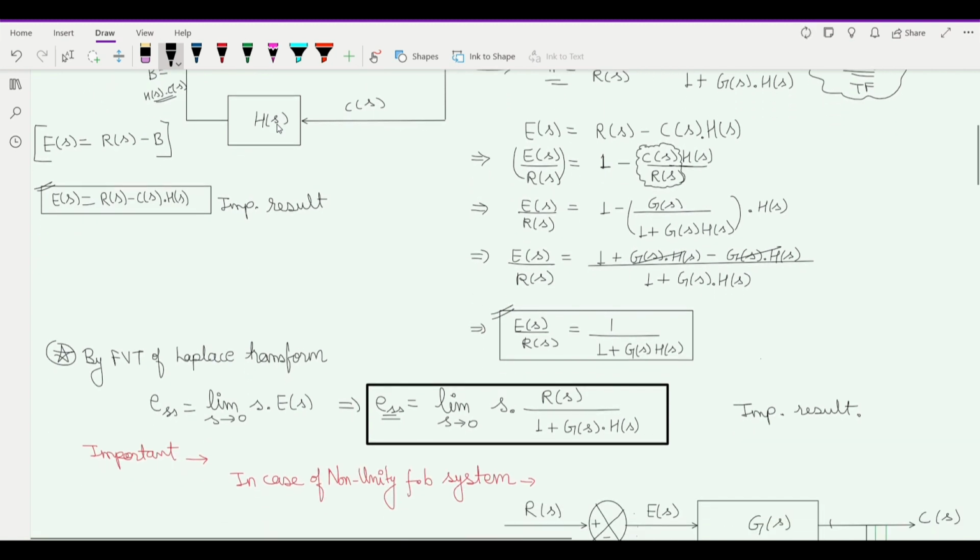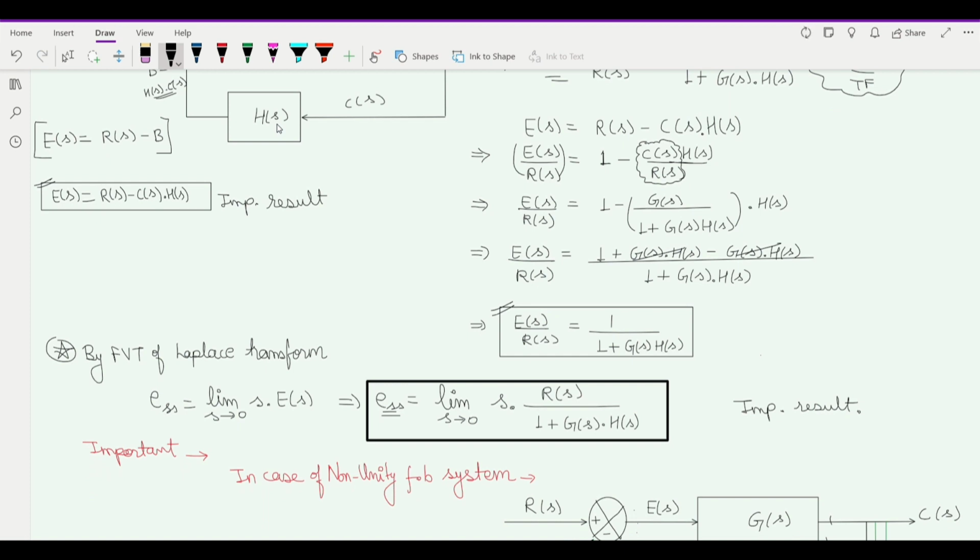When you substitute this value, steady state error equals the limit s tending to 0 of s into E(s). This E(s) you can substitute from here. So E(s) is nothing but R(s) into 1 divided by 1 plus G(s) into H(s). This is the ultimate formula which you get here, and this is the important result.